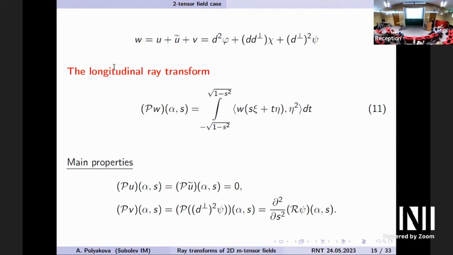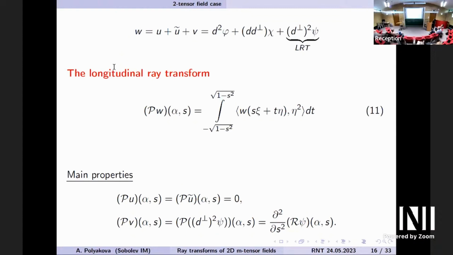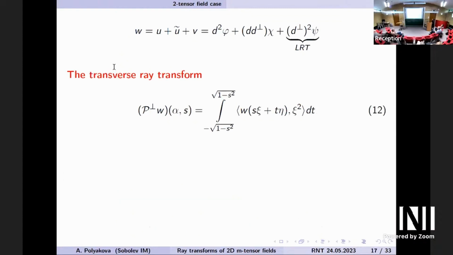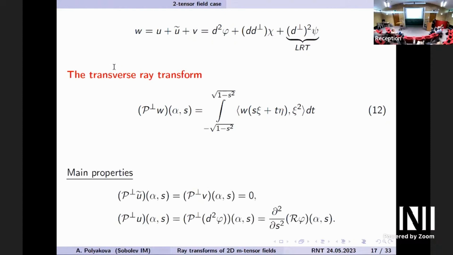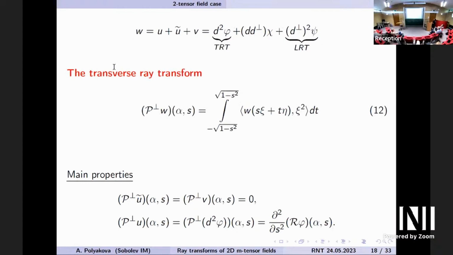And also there is connection between longitudinal ray transform of corresponding vector field and Radon transform of its potential. But here we have a second derivative. From this ray transform, we can reconstruct only this potential part of the tensor field. Other parts belong to the kernel of this transform, and also there is connection between ray transform and the transform of potential. You can see that we can reconstruct this part, but this part we can reconstruct by using longitudinal ray transform.